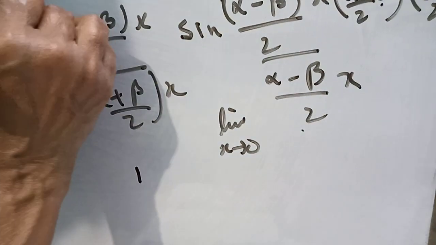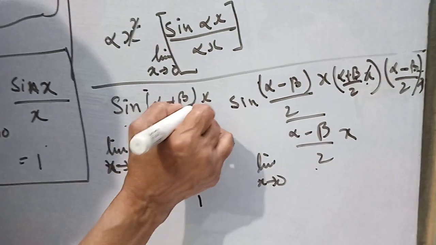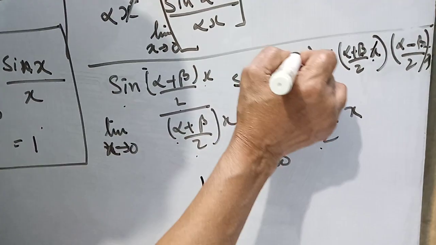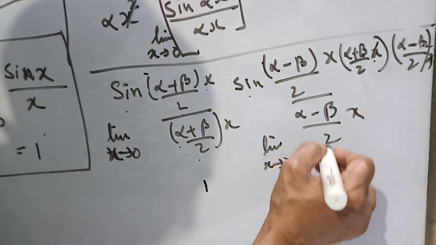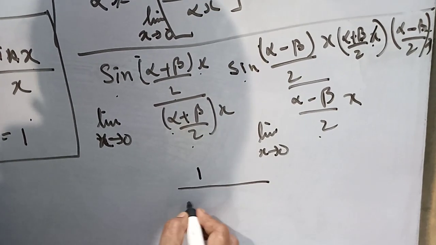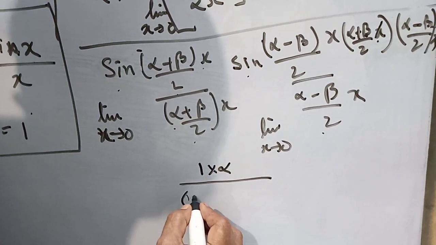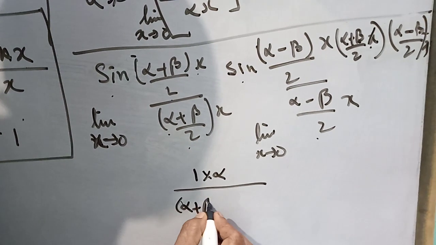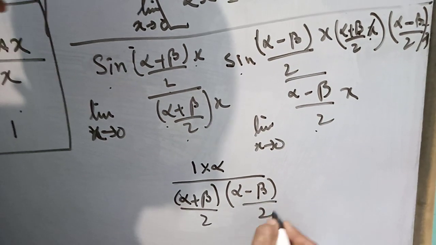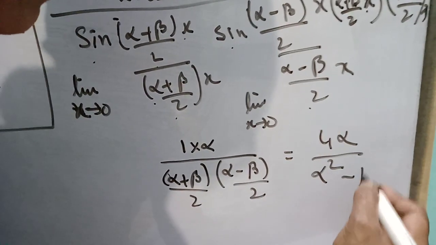Limit x tending to 0, by the formula sin x by x equal to 1. So sin of alpha plus beta by 2 x divided by alpha plus beta by 2 x is 1. This sin of alpha minus beta by 2 x divided by alpha minus beta by 2 into x is equal to 1. And we are left with 1 divided by alpha, and here 1 into alpha, and here we are getting alpha plus beta by 2 into alpha minus beta by 2. So we are left with 4 alpha divided by alpha square minus beta square.